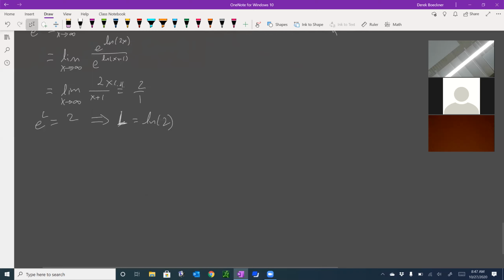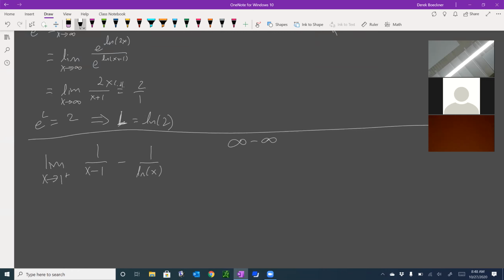Let's try it on this one. Okay, if I put 1 in there, I get 1 over 1 minus 1, which is 1 over 0, which goes to infinity. If I put 1 into the natural log, I also get a 0. So this looks like infinity minus infinity. Are we okay with that?